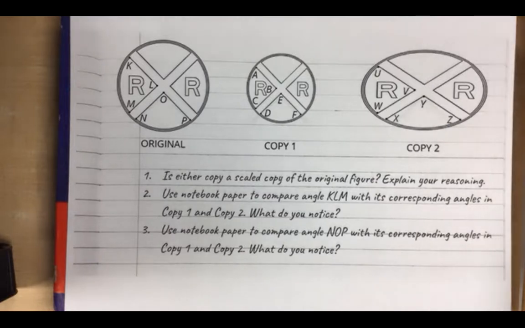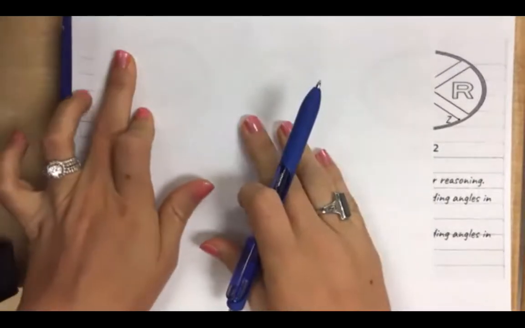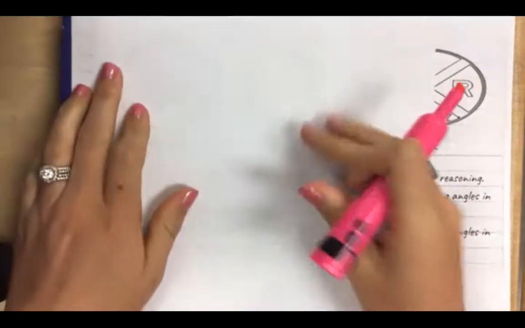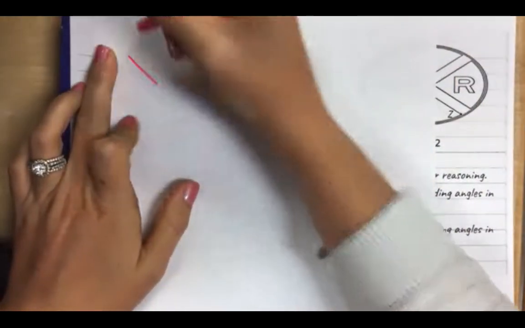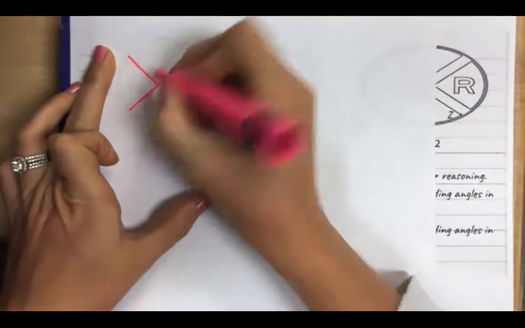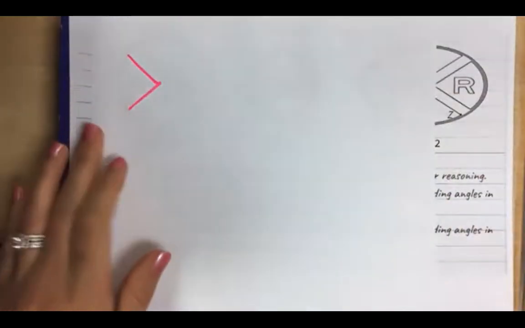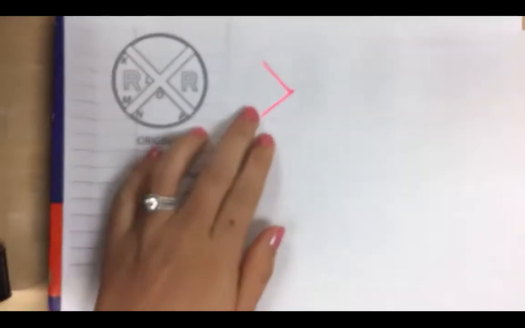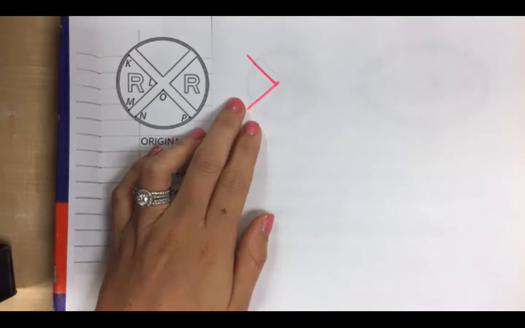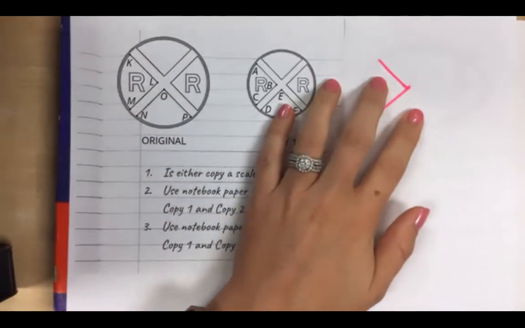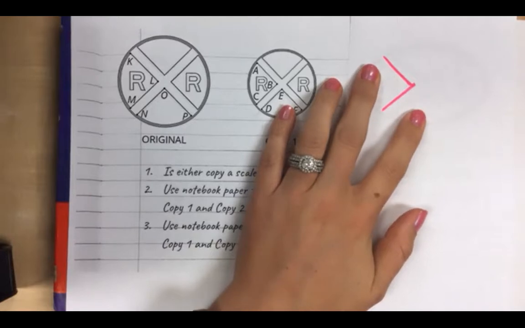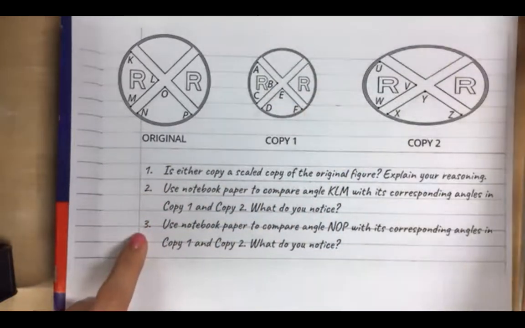So what I want you to do, I want you to grab some paper, notebook paper, whatever you wanna use, and I want you to trace one of the angles, okay? I know you can't see it on my screen as well, but I'm gonna trace one angle because I don't have a protractor to actually measure it. And then I'm gonna move it to copy 1 to that exact same corresponding angle and see if it matches. And then I'm gonna move it to copy 2 and see if it matches that one. All right, so that's what number 2 and 3 are.